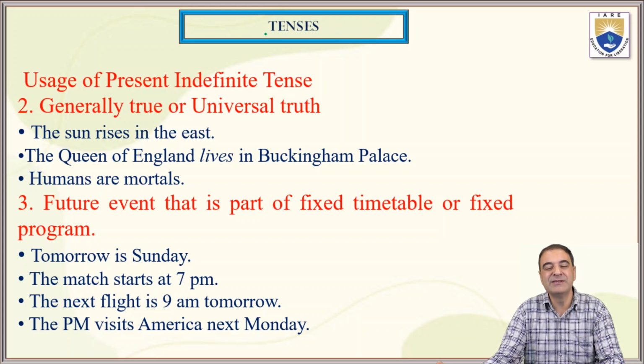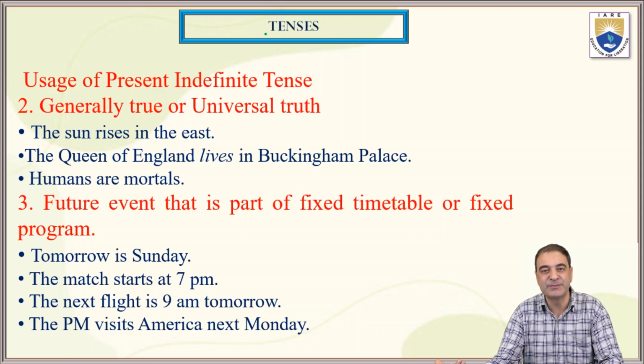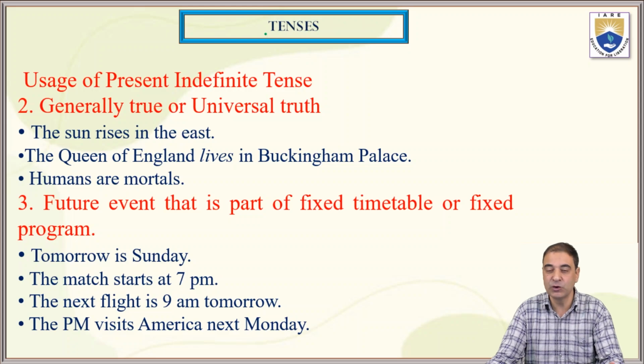Why do I make use of the simple present to express a future event or future action? Because this Sunday is part of a fixed timetable. We can't alter it. We can't defy it. We can't postpone it. It's something that's part of a fixed timetable. That's why we use simple present tense to express future actions, those future actions which are part of a fixed timetable or fixed program.